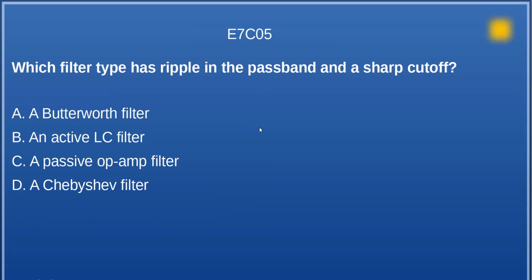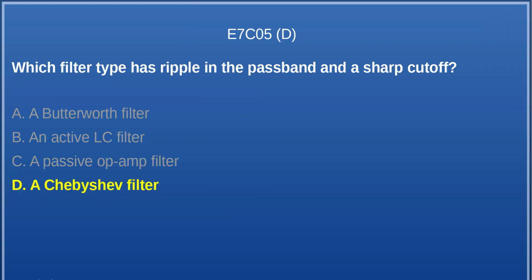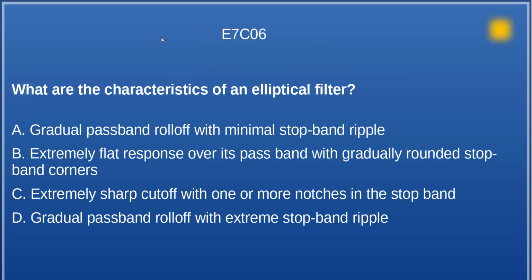Which type of filter has ripple in the passband and a sharp cutoff? It could have been elliptic, but it wasn't one of the answers. What are the characteristics of an elliptical filter?